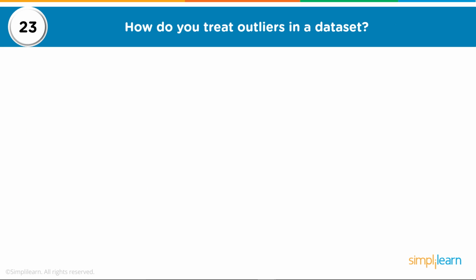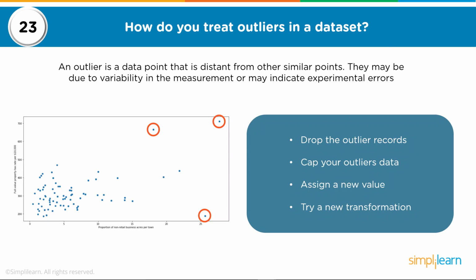How do you treat outliers in a data set? An outlier is a data point that is distant from other similar points. They may be due to variability in the measurement or may indicate experimental errors. One, you can drop the outlier records. Pretty straightforward. You can cap your outlier data so it doesn't go past a certain value. You can assign it a new value. You can also try a new transformation to see if those outliers come in if you transform it slightly differently.